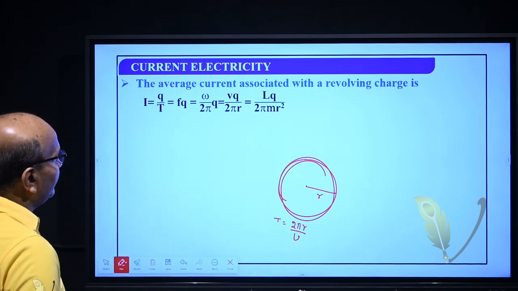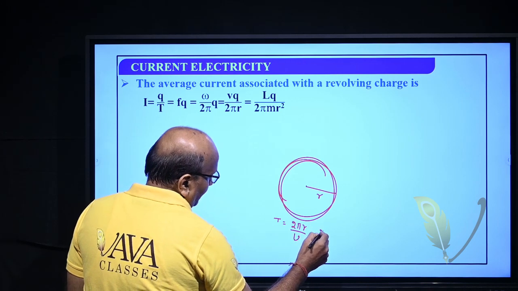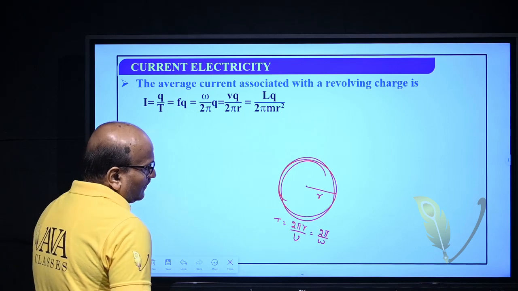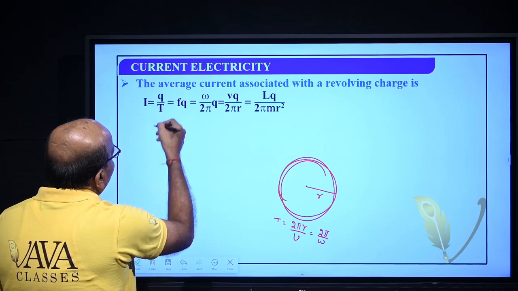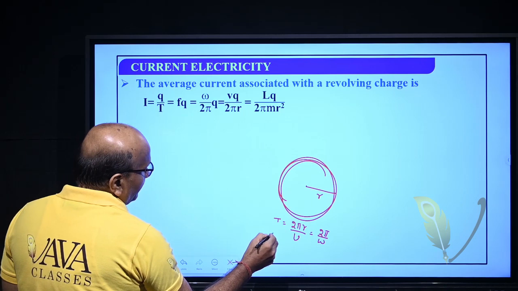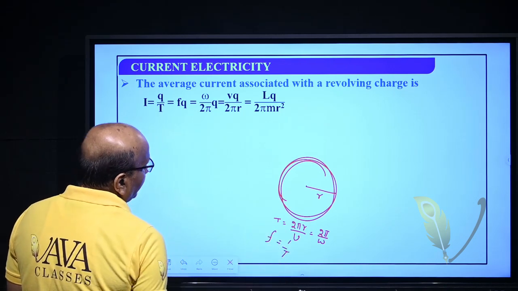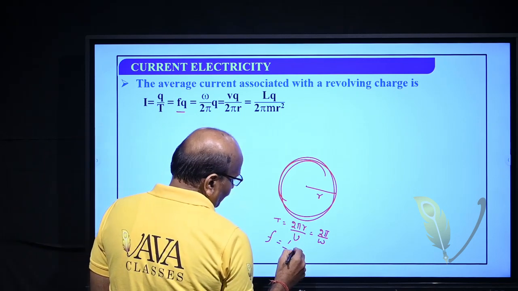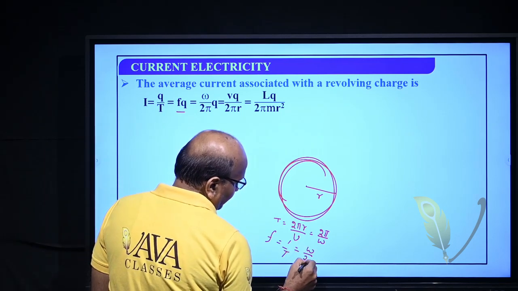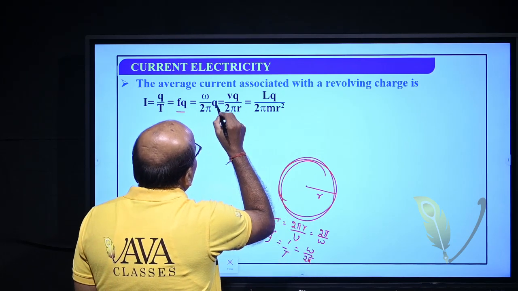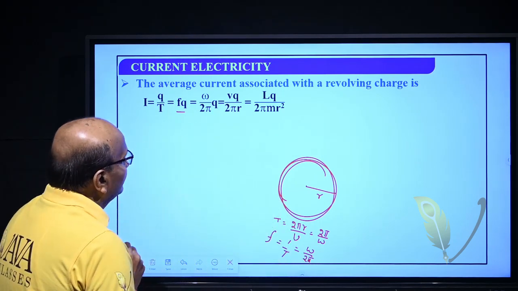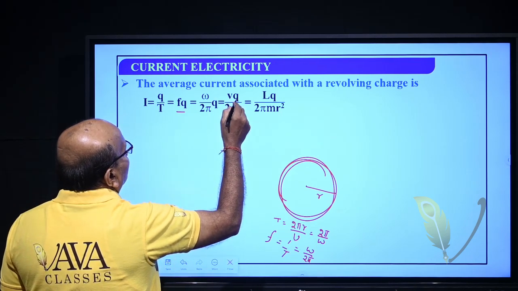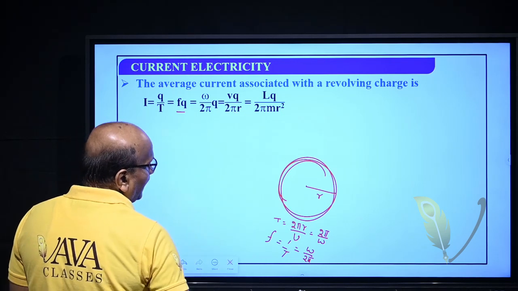Therefore, we can write T is equal to 2 pi by omega. Therefore, we can write I is equal to q by T, and frequency is equal to the reciprocal of time period. Therefore, f into q, where f is equal to 1 by T, which is omega by 2 pi. So, omega by 2 pi into q, or that is v into q by 2 pi r.